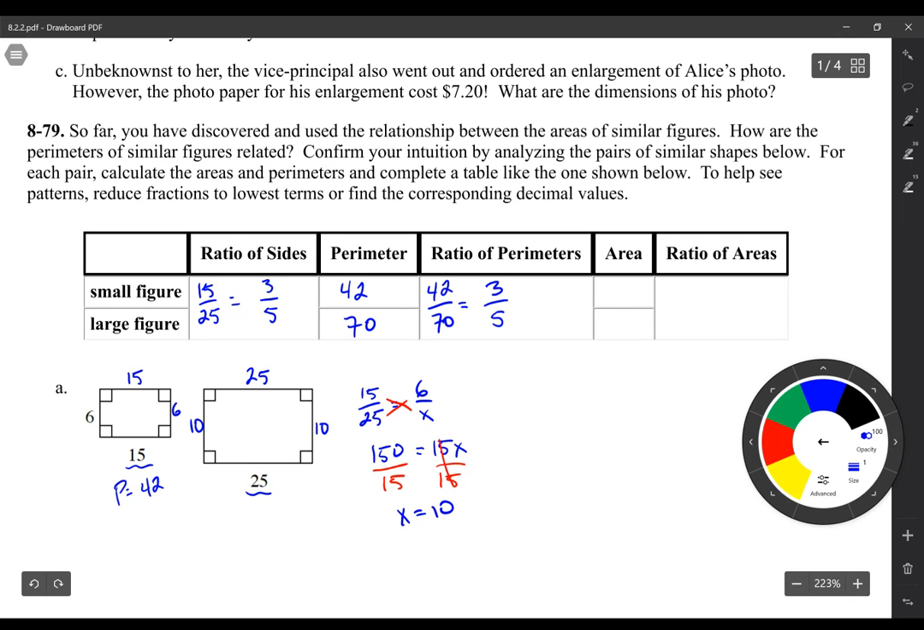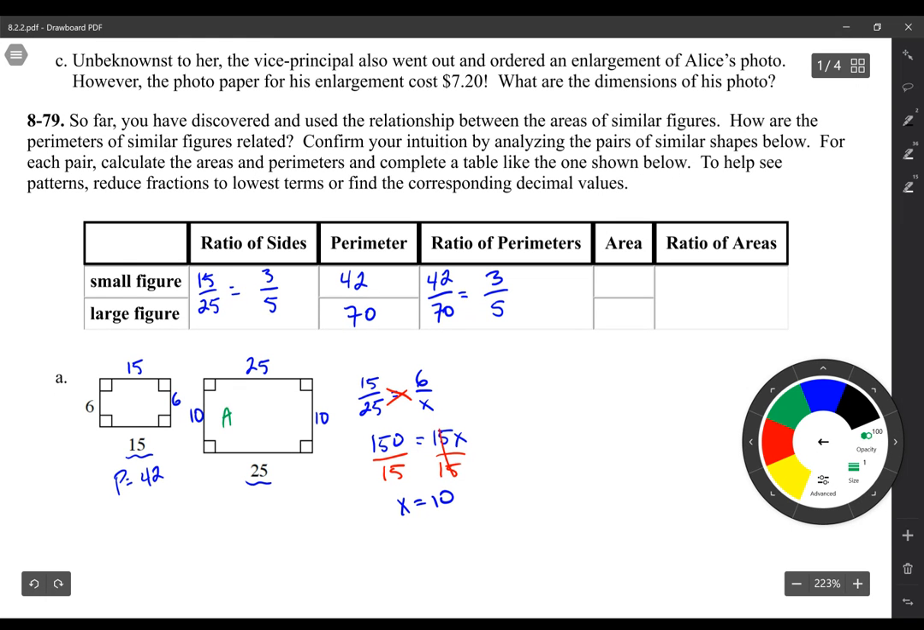Then the last part, our areas. Looks like the area here for the large shape is 250 squared. It's not feet, so I'll leave that out. And the area here is equal to 90. So when we take our 90 small figure, 250 large figure, those are our two areas. So our ratio is 90 over 250.